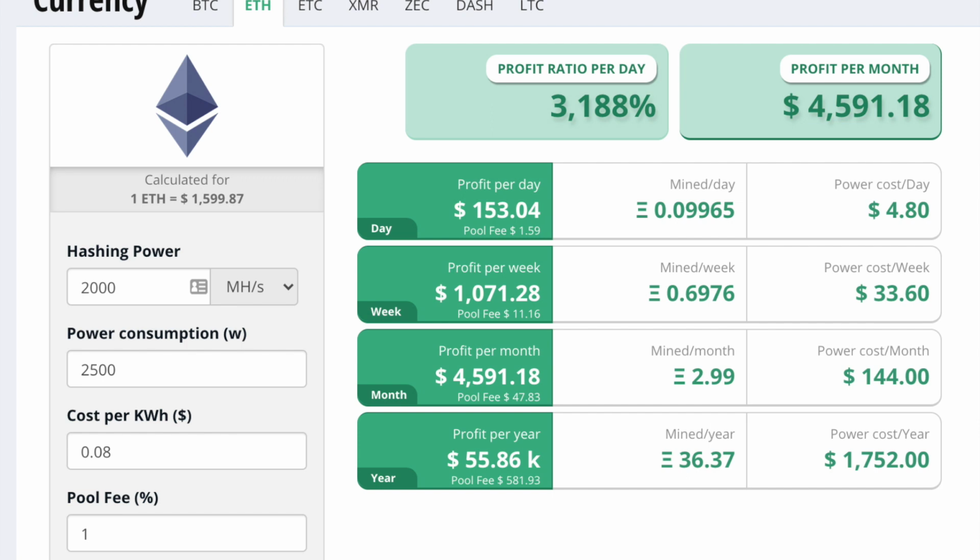And then currently Ethereum for $1,599, which is where it's currently trading. That's a profit per month of $45.91. So if you take the $30,000 purchase price and you divide that by 4,500, just to be conservative, that's 6.6 months for a return on initial investment.